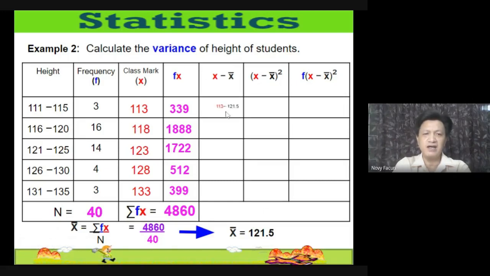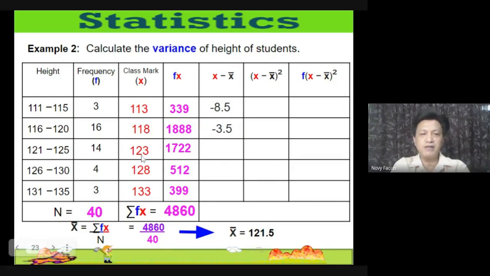Para malaman itong x minus mean natin or class mark minus mean, i-minus natin yung mean sa bawat class mark. Kaya that is 113 minus 121.5, that is equal to negative 8.5. Then 118 minus 121.5, that is equal to negative 3.5. Then ganun pa rin, 123 minus natin yung 121.5, that is 1.5. Then 128 minus 121.5, that is equal to 6.5. Then 133 minus 121.5, that is 11.5.